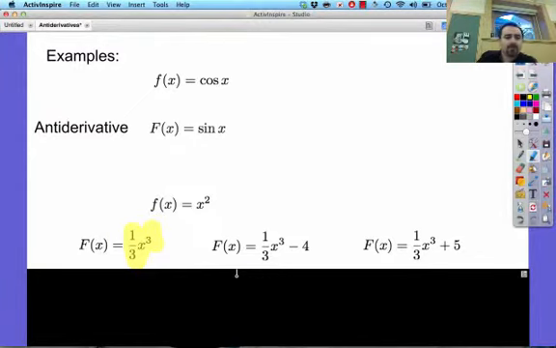But also take a look. There are a couple other options. It could have been 1/3 x cubed minus a constant of 4. Because if I take the derivative of 1/3 x cubed minus 4, the -4 goes to 0. And this becomes just x squared. Again, 1/3 x cubed plus 5. These three functions are all antiderivatives of x squared. Okay, so when we talk about an antiderivative, we talk about an antiderivative, not the antiderivative.